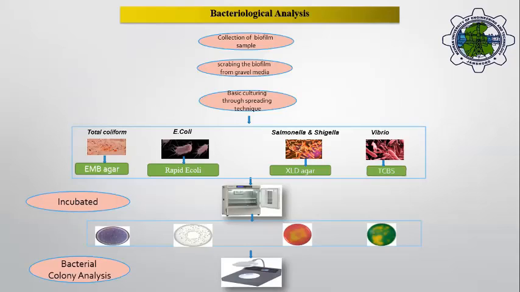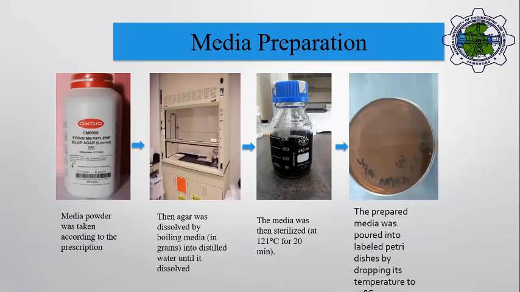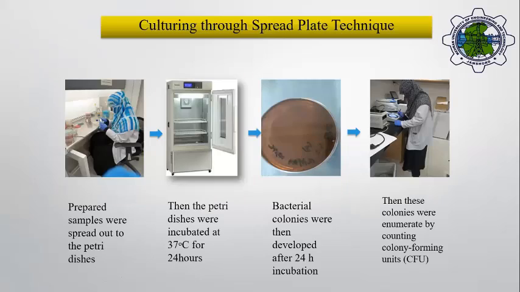That is the bacterial analysis. We collected the biofilm sample from the gravel media and then extracted the biofilm from that gravel media. After that, basic culturing was done through the spread plate technique. Different agars are used for selecting pathogens. This is media preparation for the bacterial analysis. After media preparation, we cultured through the plate technique, prepared the sample and spread it out on the petri dishes.